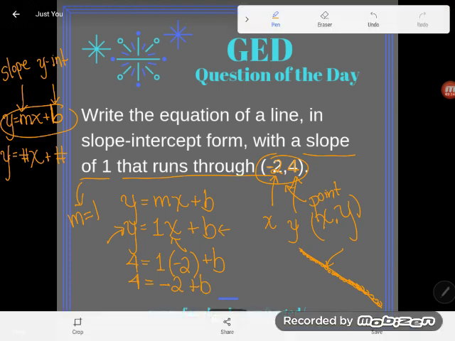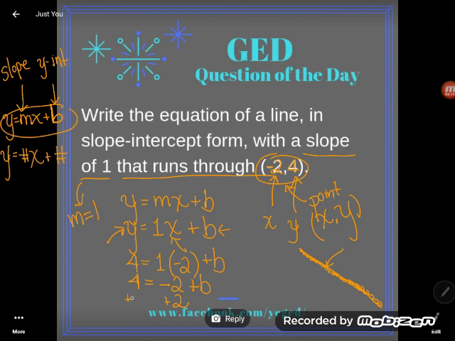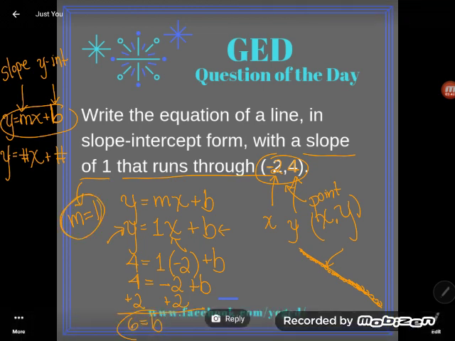Now if I want to isolate this, get b alone, I'm going to have to get rid of this -2. I'm going to add 2 to make it 0 out. 4 plus 2 is 6, and I find out that my b, my y-intercept, is 6. So now I know my m. And I know my b.